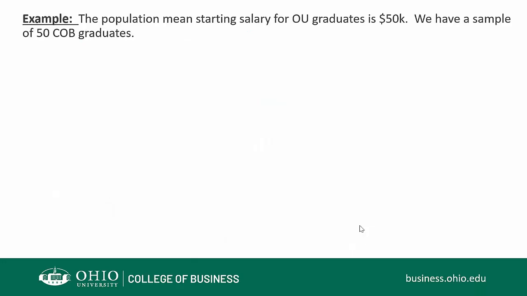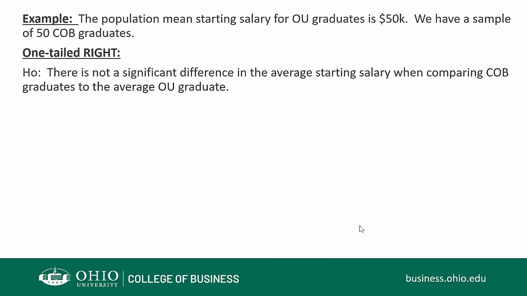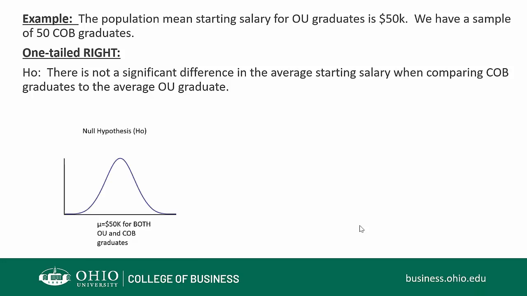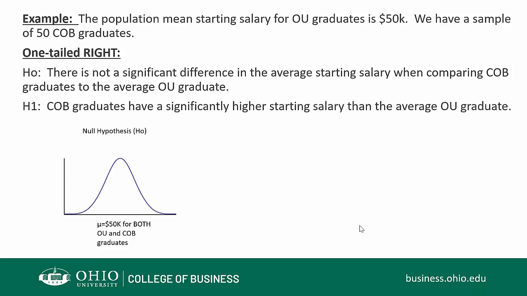Okay, so let's summarize what we've learned. We'll use the example that the population mean starting salary for OU graduates is $50,000. We have a sample of 50 COB graduates. If we conduct a one-tailed right hypothesis test, the null hypothesis would be that there's not a significant difference in the average starting salary when comparing COB graduates to the average OU graduate. Here is a visual depiction. Again, the null hypothesis is stating there's no difference. They have the same mean, so these two populations would have the same distribution. The alternative hypothesis is that COB graduates have a significantly higher starting salary than the average OU graduate.